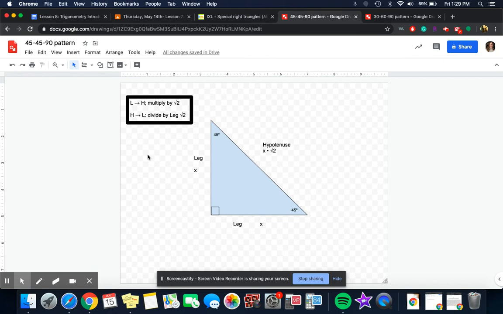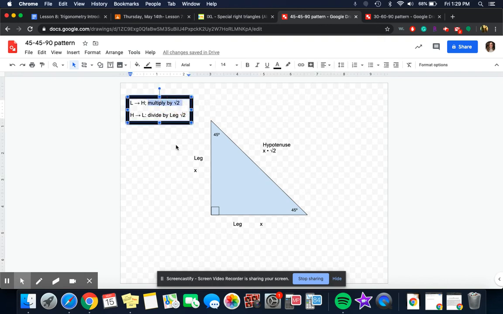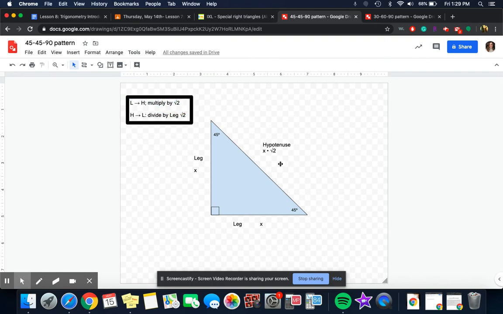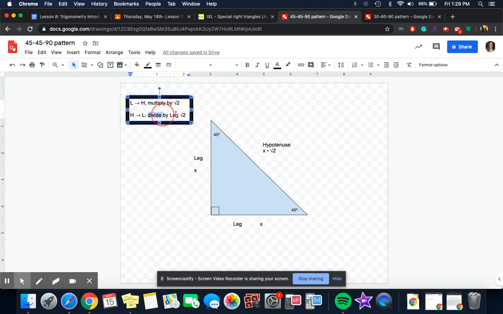and the legs. Now, the 45, 45, 90 is the simplest of the special right triangles because there's only one relationship for you to worry about. The legs are the same, so if you know the legs and you want the hypotenuse, you're going to multiply by square root of 2. If you're going the other direction, let's say you know the hypotenuse and you want the leg, you're going to divide by square root of 2.